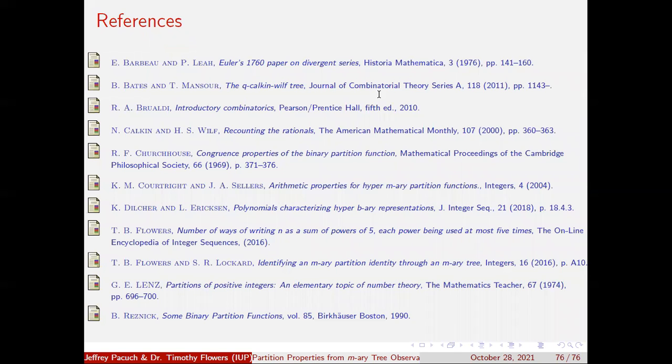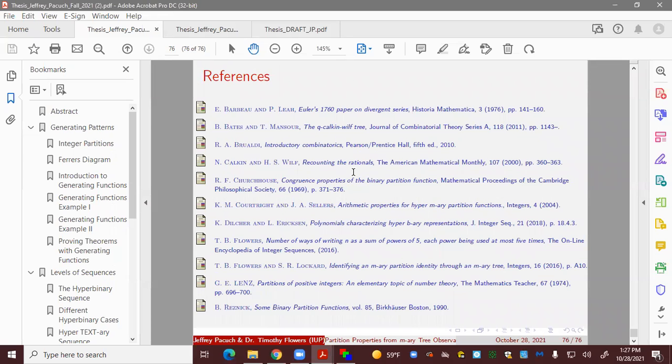So these are all my 11 references. So I guess at this time, I will take questions. Maybe I'll exit full screen so I can see if anybody commented in the Zoom chat.